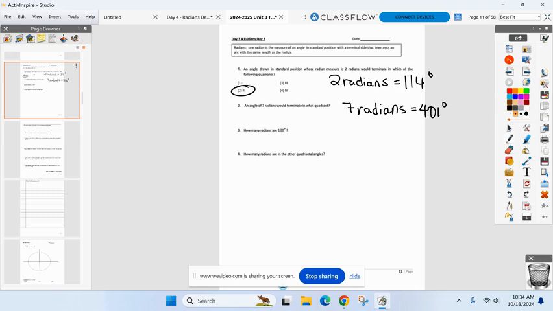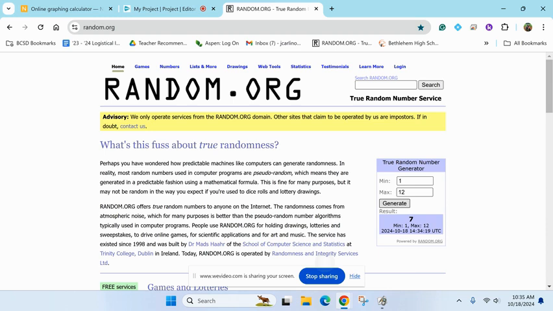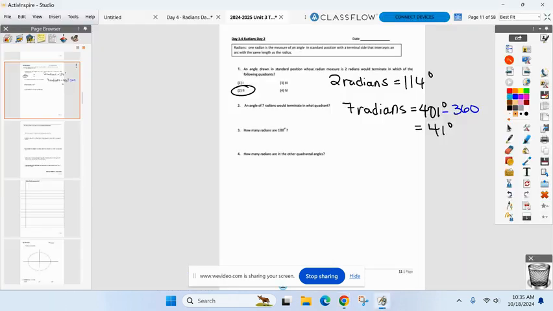Subtract what from it? 360. That's a nicer number, huh? That's going to give me what? About 41? Yes, it's 41 degrees. All right, so if I'm at 41 degrees, what quadrant am I in, which is the same as 401? First quadrant, yep.